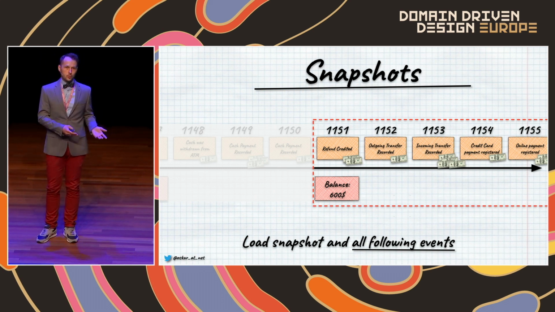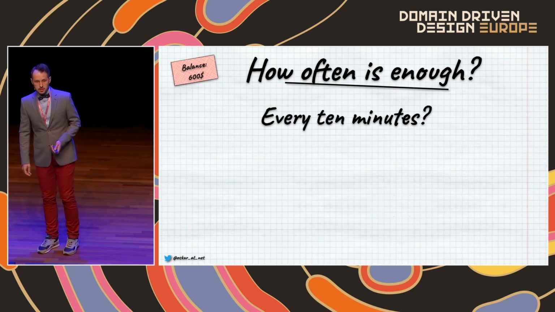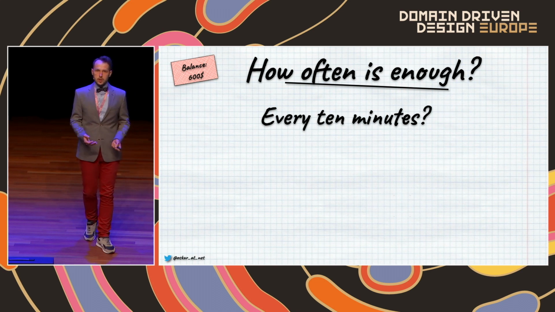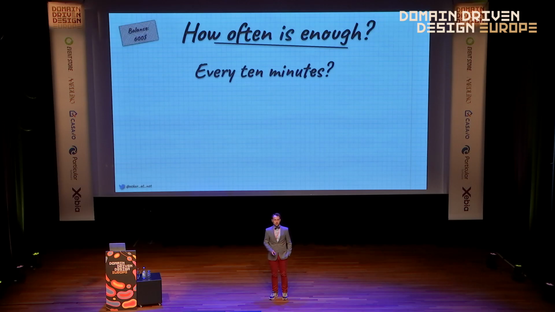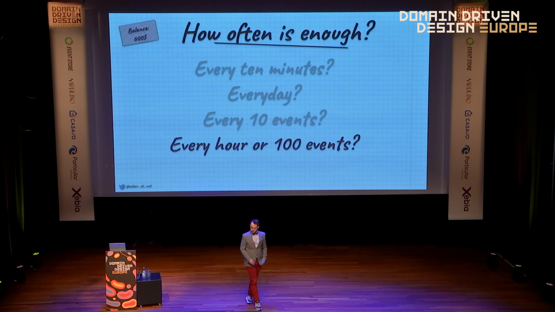But of course, we are kind of reducing the I/O operation. But how often is enough? Can anyone tell me how often is enough, like in your systems, if you are using event sourcing? Can you judge what would be enough? Would it be every 10 minutes, every day, maybe every 10 events, or every hour, and 100 events?